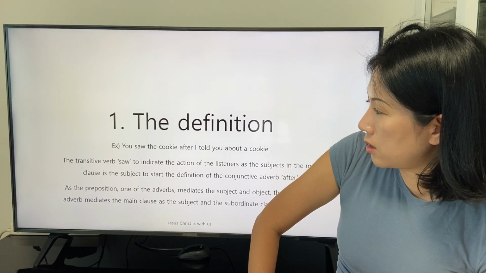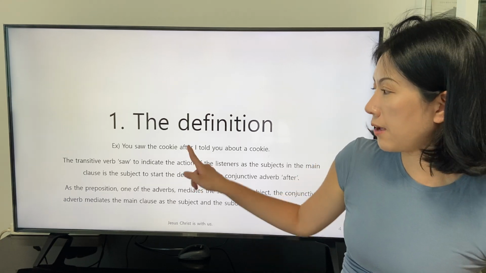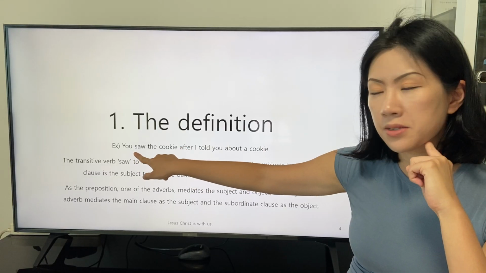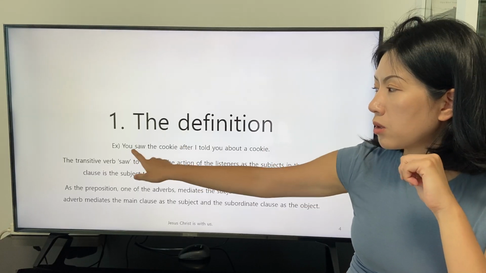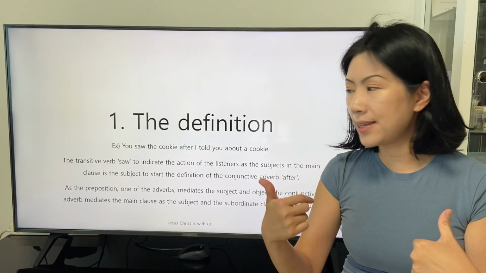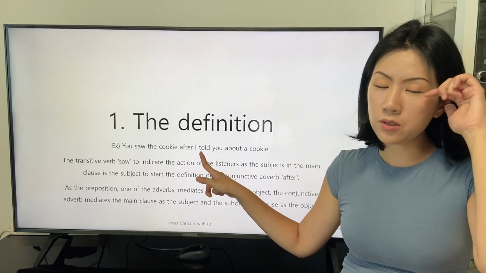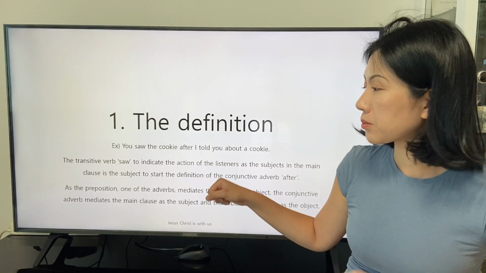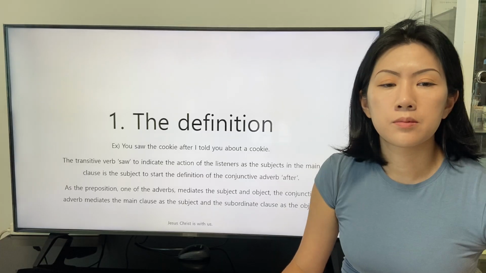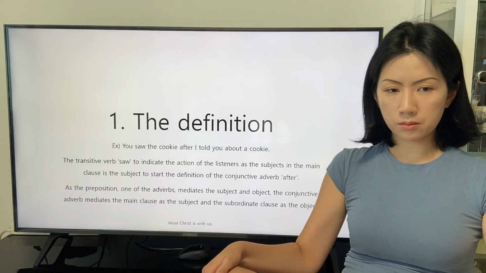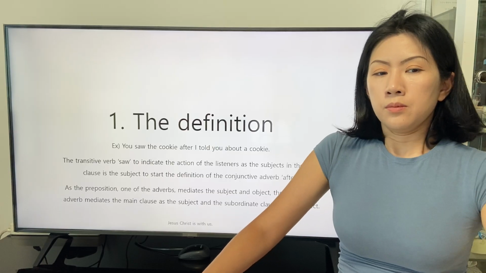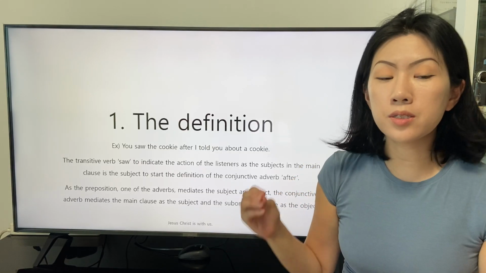And after, the conjunctive adverb, describes the definition of the transitive verb saw. So the definition of the transitive verb saw happened later than the definition of the transitive verb told. Okay, let's read the explanation.